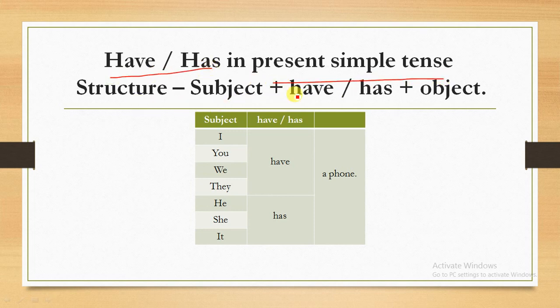Next is when we use have or has in the present simple tense. The structure is: subject plus have/has plus object. The subject for first person is I, second person is you, and third person is he, she, it. For first person, second person and plural we use have, and for third person we use has. So, you have a phone. She has a phone, right?